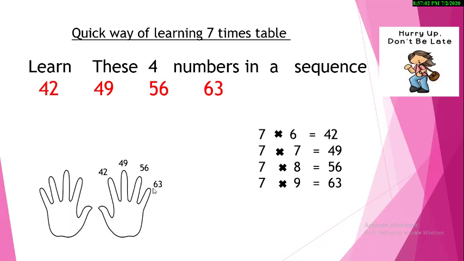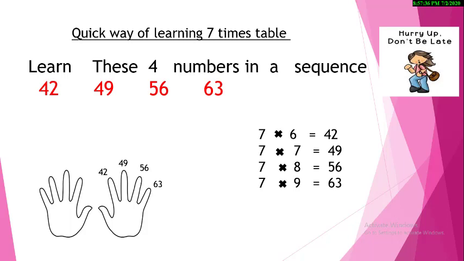How? Now take out your first finger, the pointer, and say 42, and then the tall man 49, and the ring man 56, and the pinky is 63. These finger names are a bit famous, but don't get confused by them. Just learn these four numbers in a sequence on your four fingers. What are the four numbers? Say it again: 42, 49, 56, 63.